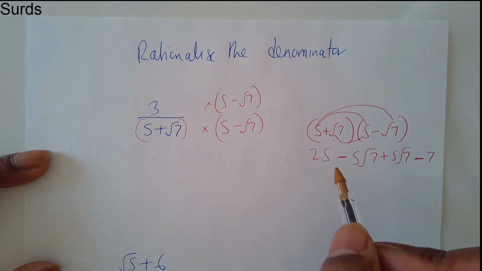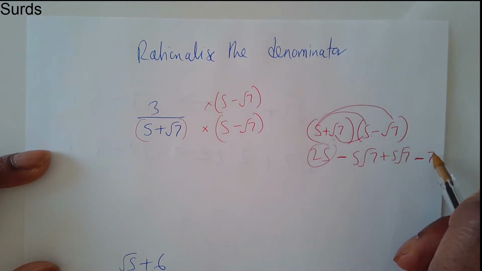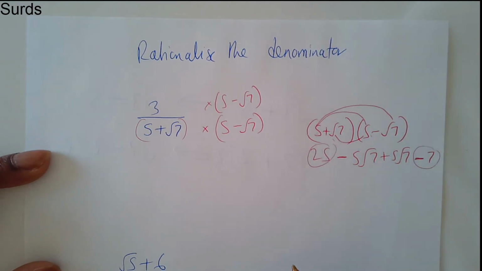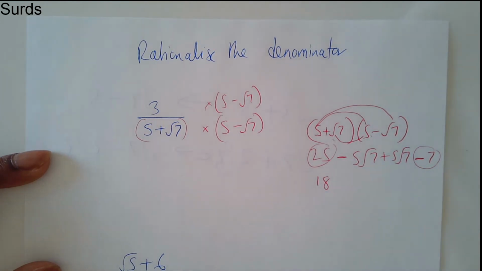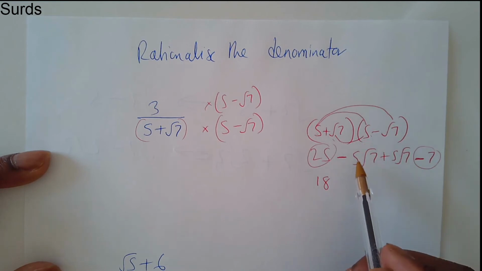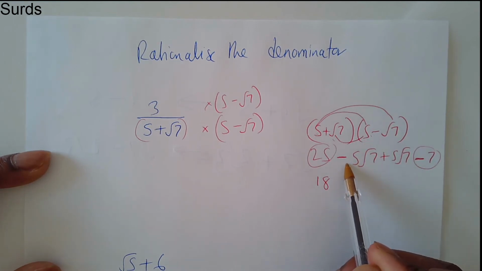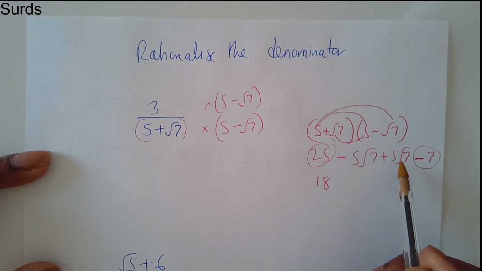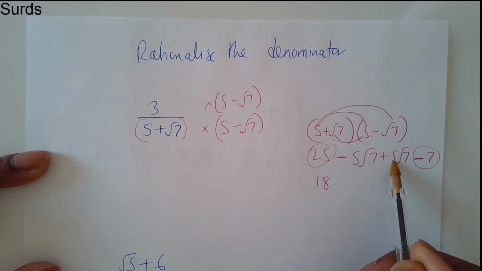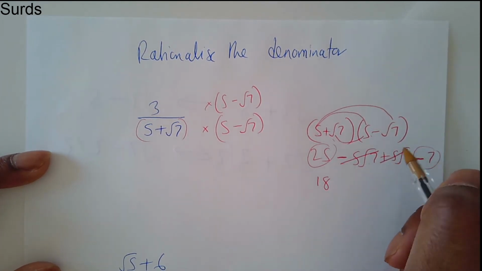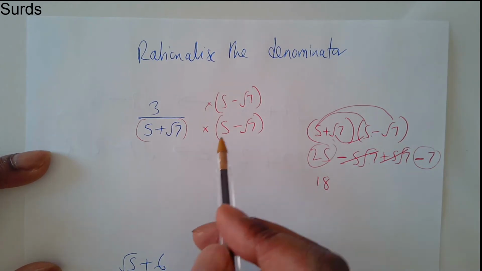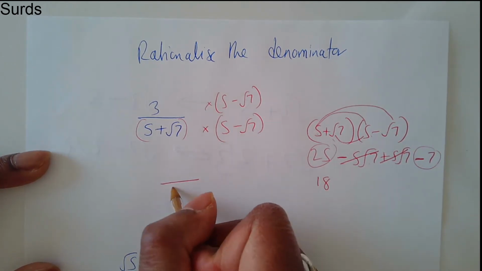So what happens now is we collect like terms. 25 take away 7 gives you 18. And then minus 5 root 7 plus 5 root 7 cancel each other out, as we've seen in a previous video. So you're just left with 18. So the denominator is 18.